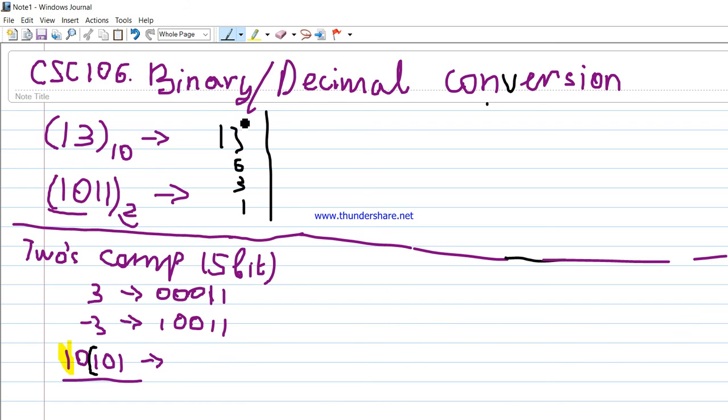What you do on the right side is kind of interesting. Every time the number is odd, you write 1, and every time the number is even, you write 0. So 3 is odd, so I write 1, and then 1 is odd, I write 1. Then what you have to do is go from the bottom to the top and write it as 1101, and this is the binary unsigned representation of 13.